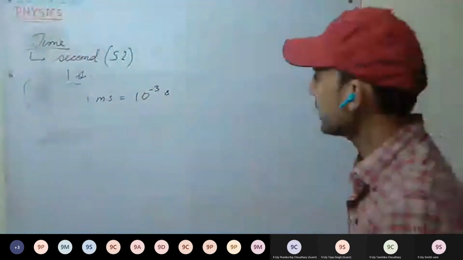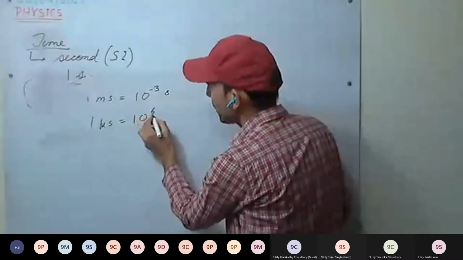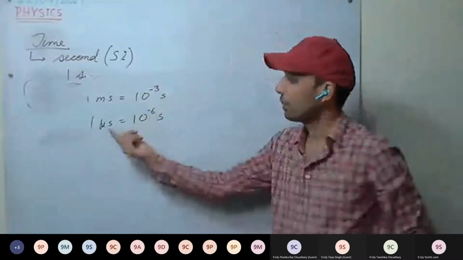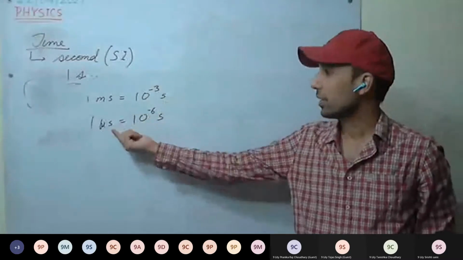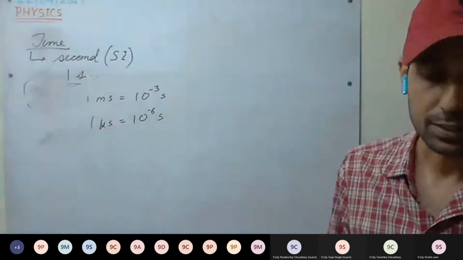Similarly, 1 microsecond will be how much? 1 millionth part of a second. This is a second, and 1 millionth part of it gives us 1 microsecond. We have divided 1 second into 1 million parts.